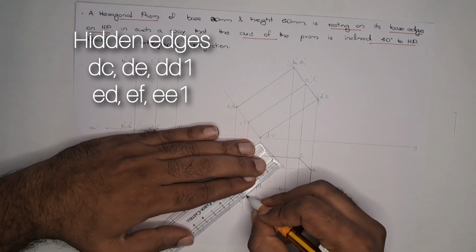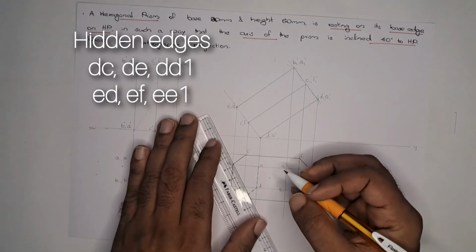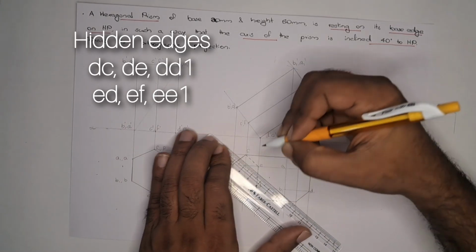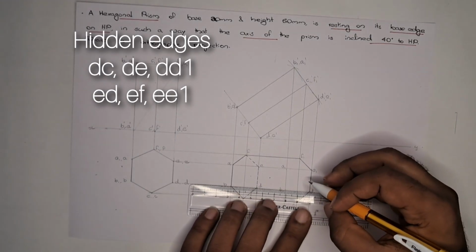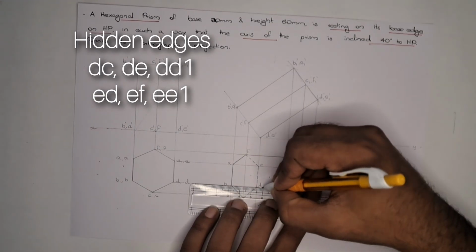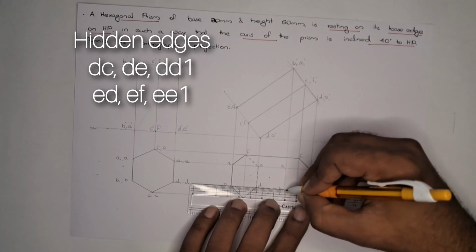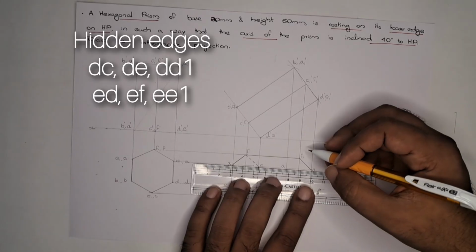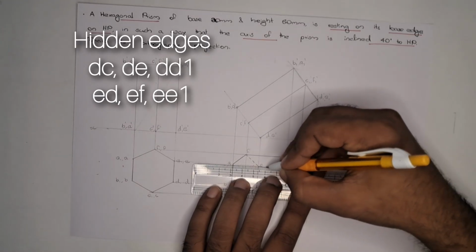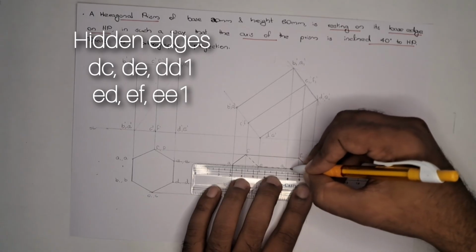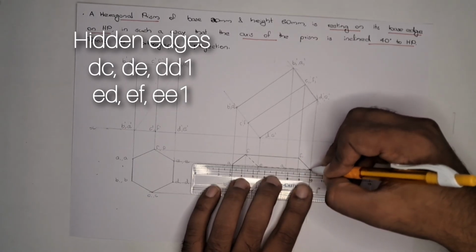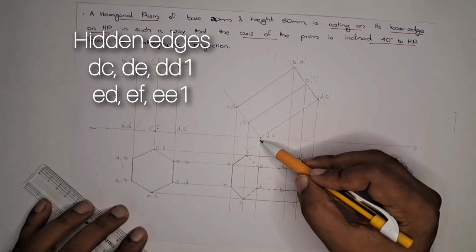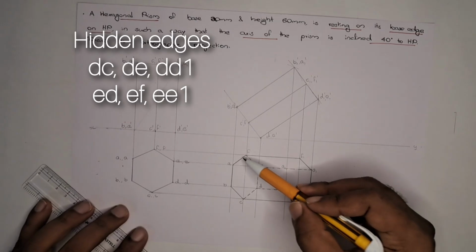using the dotted or dashed lines. We mark the hidden edges D to D1, E to E1. So at first we have to connect the outer points, then find out the points near to the XY line, then connect the hidden edges.